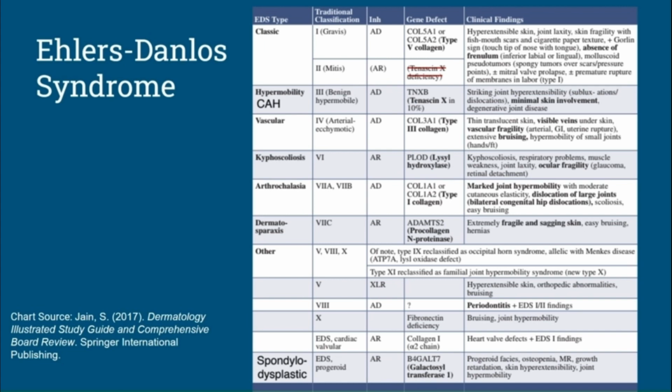Dermatosparaxis, this has your fragile and sagging skin. Do not get this confused with cutis laxa. And then some other lower yield ones. I will say that type 8 is a periodontal type. We don't have a good idea of the gene for this one yet, but they do have a very severe periodontitis, and there is a spondylodysplastic subtype that's not named, but it's considered to be progeroid. The mutation is B4GALT7 or galactosyl transferase 1. They're going to look like progeria to a degree with some EDS findings.